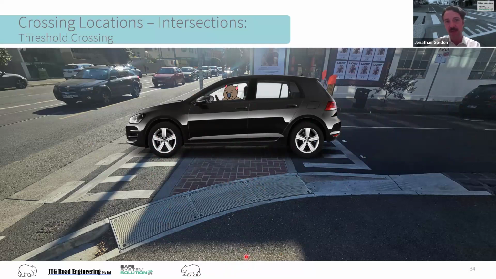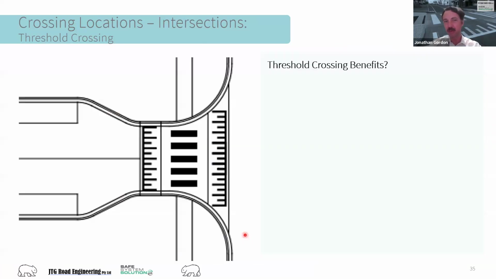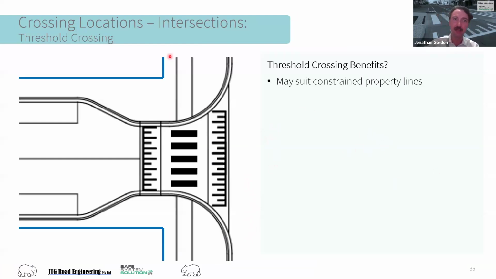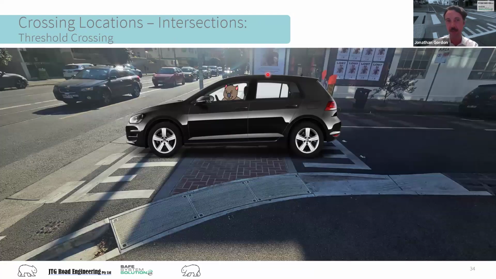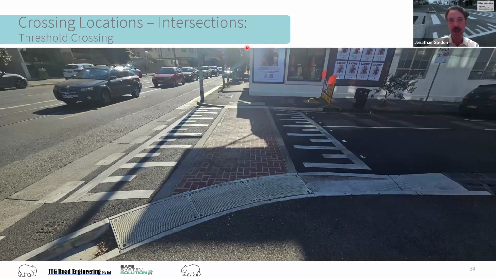Let's just chat more about threshold locations though, in terms of, well, sure, there's those vehicle issues, but there are benefits to them, or reasons probably is even a better way to describe it, reasons to consider them. So why would we consider them? Well, it might really constrain property lines. And that example back here is a good example where even prior to the car pulling up, you can see this is a very urbanised environment in Brunswick, Victoria.